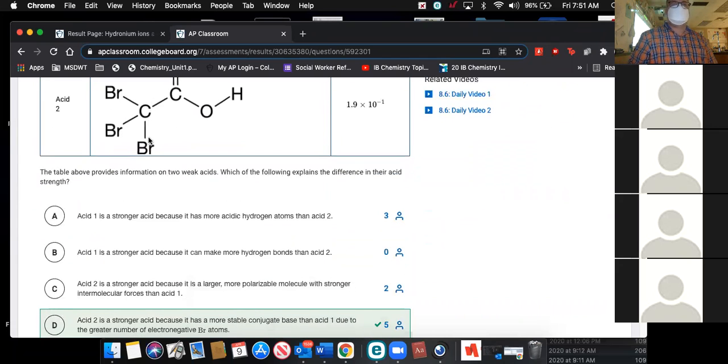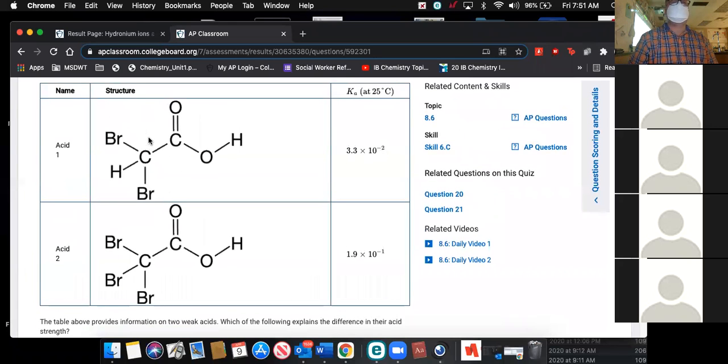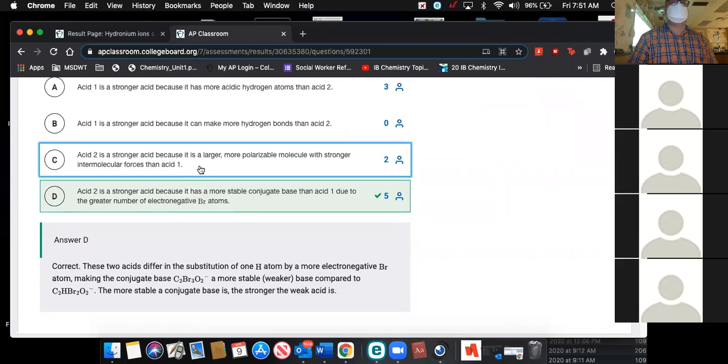I get you on that. It's one of those garbage ones where it's which one is the better answer, right? Stronger intermolecular forces. Yeah. Reading this one, I just think you'd have to skip over that one, because it's not really answering this question. D is definitely the better answer.